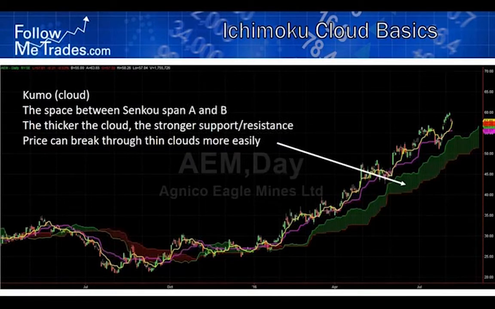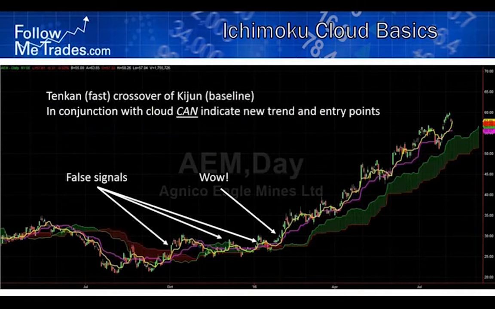I'll pause there for just a second. Oh, wait, one more slide here. So there are some false signals as we get crossovers and breaks above the cloud, but when it's right, man, it's really right, and you can see how this trend really took off once we got a break above the cloud and a crossover all happening together.